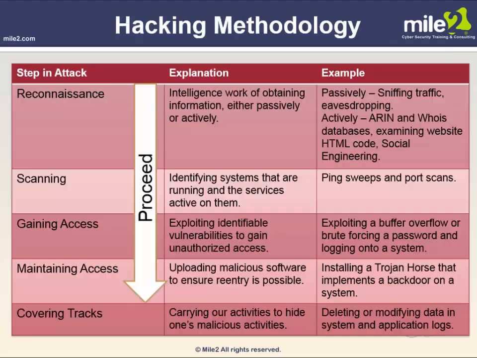All right. Other things to remember is hacking methodology. There's 5 phases, and the phases need to be known in order. We have what's called reconnaissance. This is basically where we go in and we intelligently work off obtaining information either passively or actively. And passively we mean by sniffing traffic, by eavesdropping, by looking over someone's shoulder. Right? Actively, where here I'm mentioning ARIN and Whois databases, which we'll talk about later when we talk about DNS and such, examining website HTML code and social engineering.